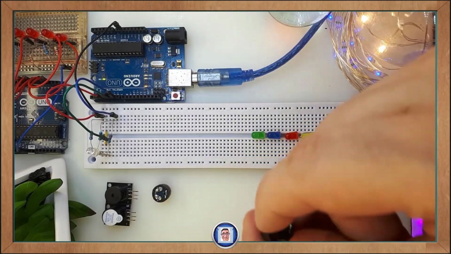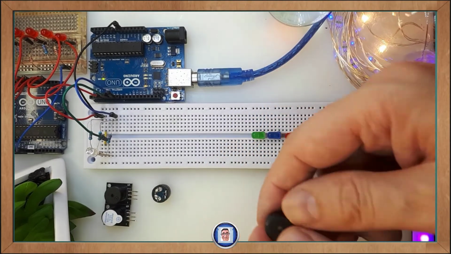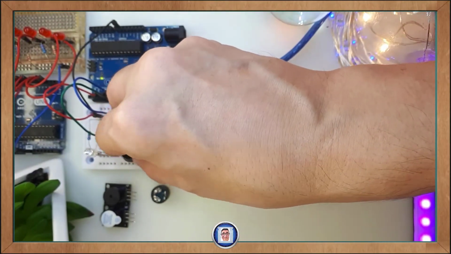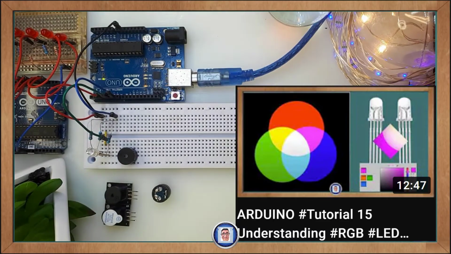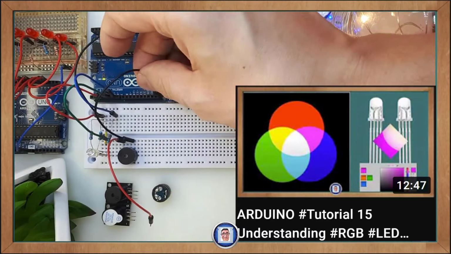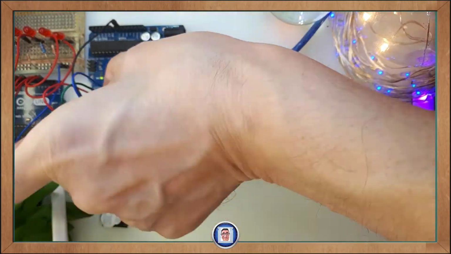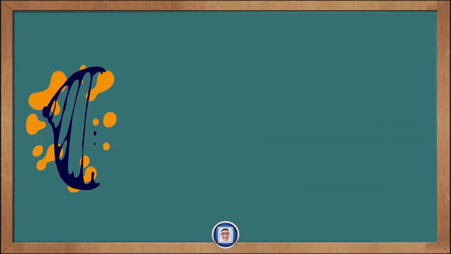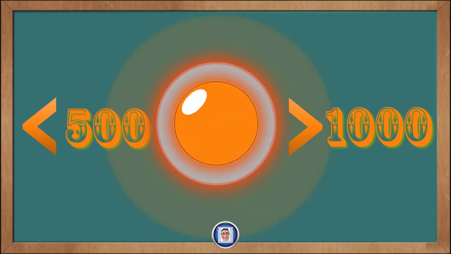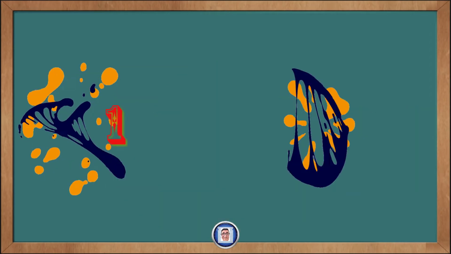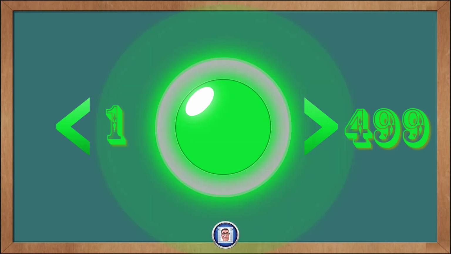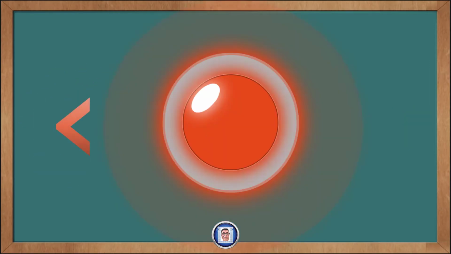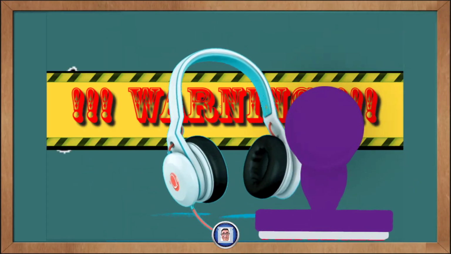For the setup I will use the active buzzer as we saw last week, and we will also use the RGB. If you want more details you can see it here. So once the connection is made, the assignment was: for above 1000 I want the red LED, between 500 and below 1000 I want the orange LED, for 1 to 499 I want the green LED, and again red LED blinking when it's 0. For those with headphones, this is a warning for the volume.